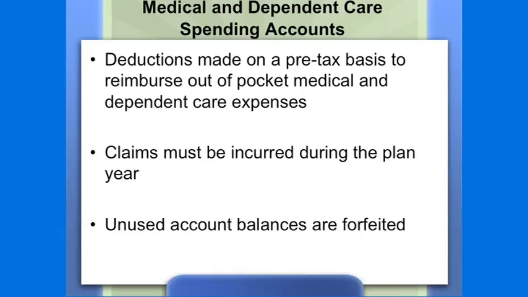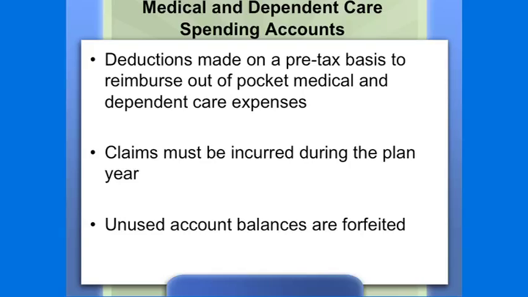We do offer medical and dependent care spending accounts, and deductions are made on a pre-tax basis to reimburse your out-of-pocket medical expenses and daycare expenses. They call it dependent care expenses. It's a little confusing to some people, but it's really eligible child care expenses. Your claims must be incurred during the plan year, and unused account balances are forfeited.